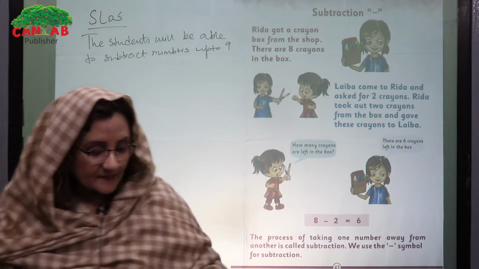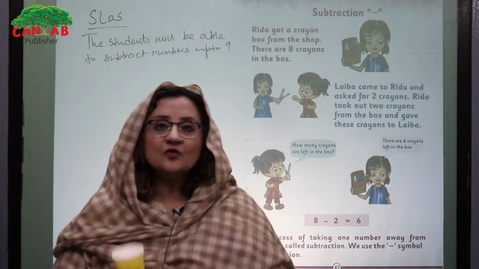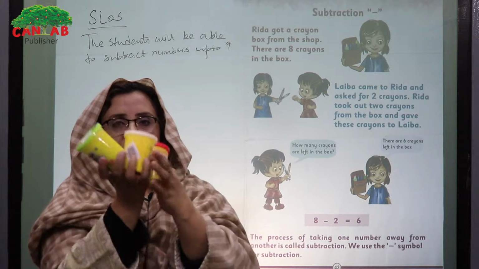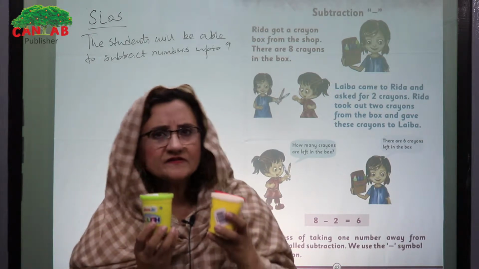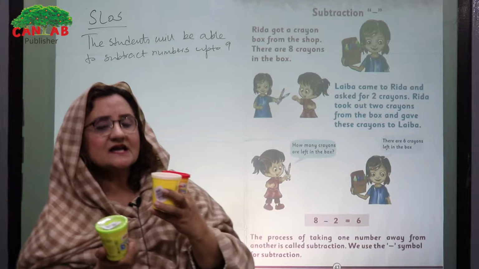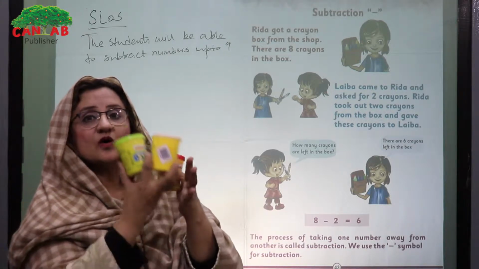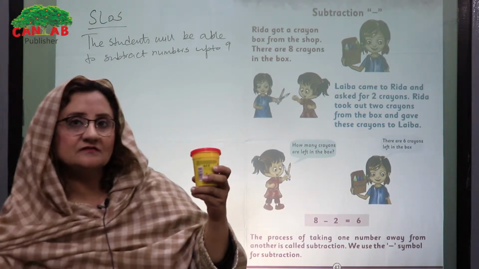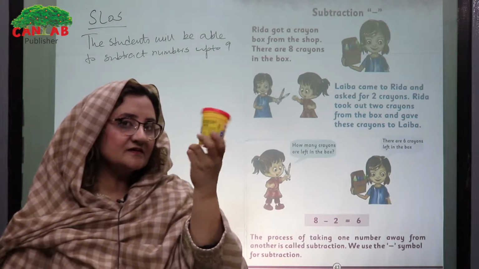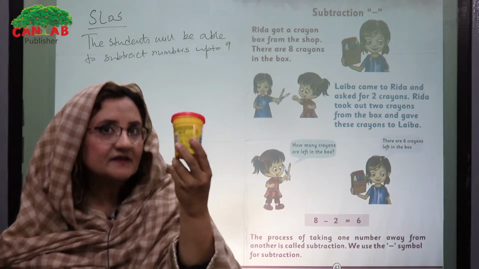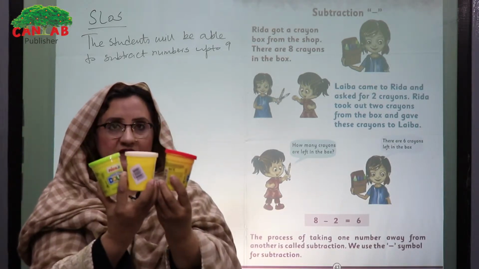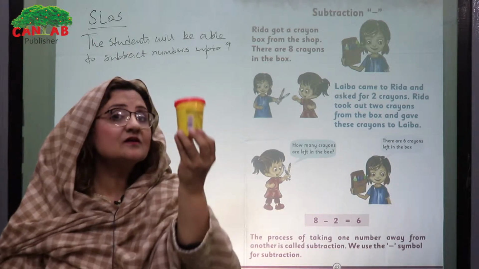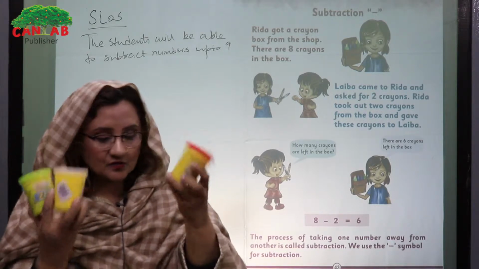Good. Look here. How many Play-Doh bottles are there in my hand? 1, 2, and 3. Now, for example, Ali came to me and asked me to give him 2 bottles. And I gave him 2 bottles. So, how many are left with me? 1. There were 3 bottles. I gave 2 to Ali, and now I am left with 1 bottle of Play-Doh.